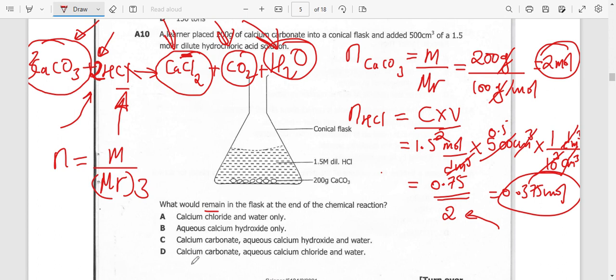So what will be the answer? Calcium carbonate, aqueous calcium chloride and water. This is true. Calcium carbonate, aqueous calcium hydroxide: we don't have calcium hydroxide as a product, so this is wrong. Aqueous calcium hydroxide, calcium hydroxide is also wrong. Calcium chloride and water only: it is not this only, so that is also wrong. Have you gotten it now?